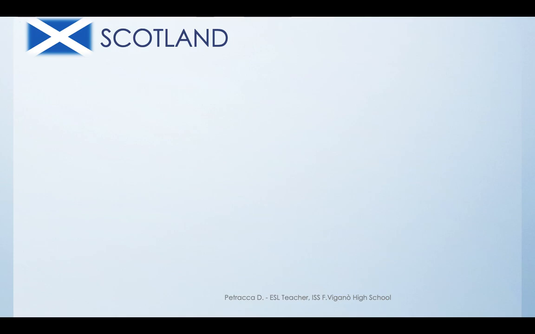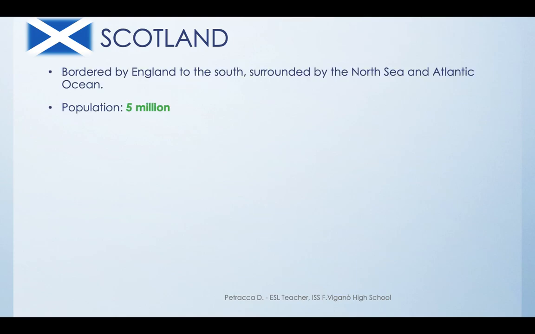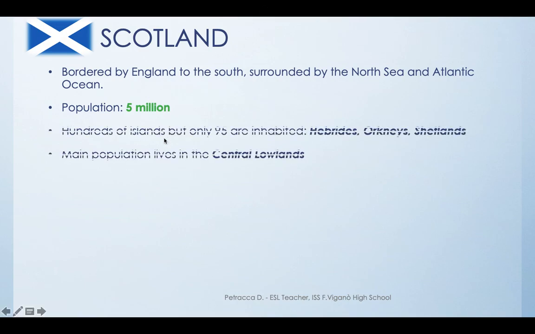Let's consider some main aspects of Scotland. Scotland is bordered by England to the south and surrounded by the North Sea and Atlantic Ocean. The population is estimated to be 5 million. It is composed of hundreds of islands, but only 95 are inhabited. Let's mention the Hebrides, Orkney Islands and Shetlands.